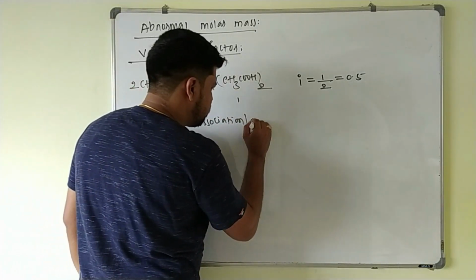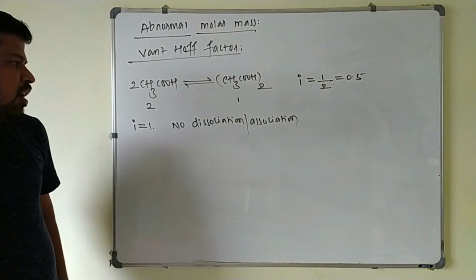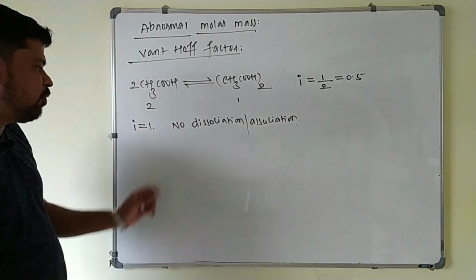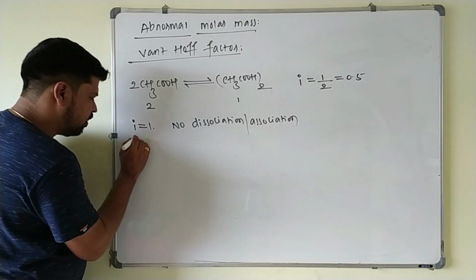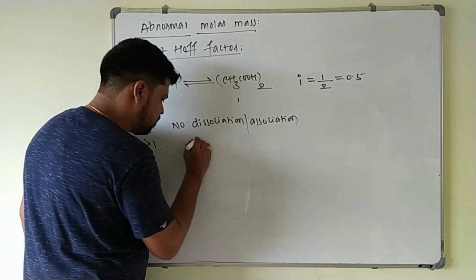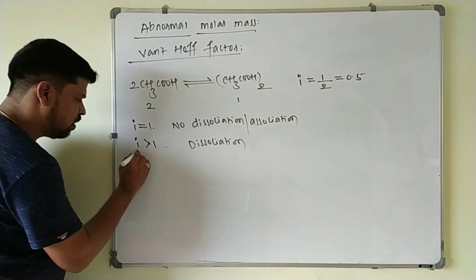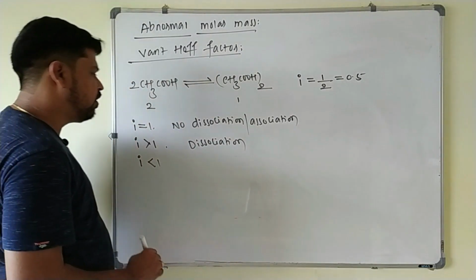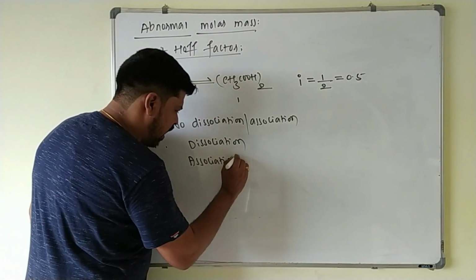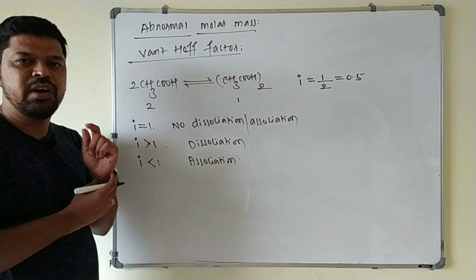No dissociation or association. I value is 1. If a solute does not undergo dissociation or association, then for that solute the I value is equal to 1. That is for a non-electrolyte. If I value is greater than 1, then the solute is undergoing what? Dissociation. For dissociation, I value is greater than 1 always. If I value is less than 1, that solute is undergoing association. For association, I value is always less than 1. These are very, very important points you have to remember here.